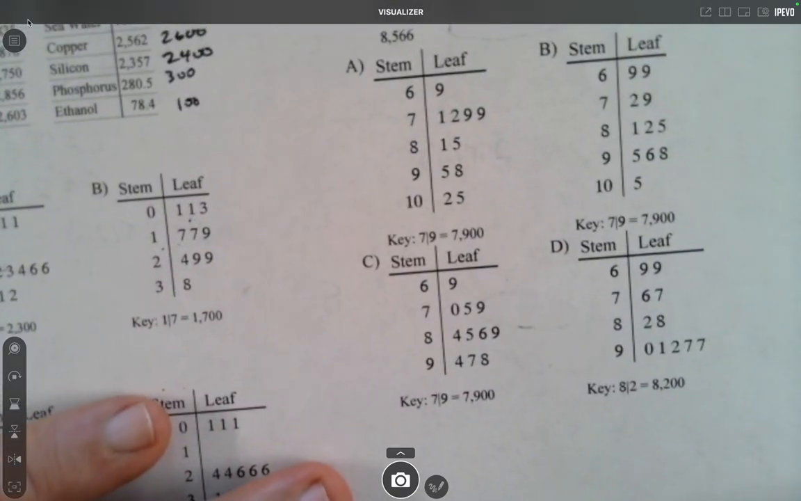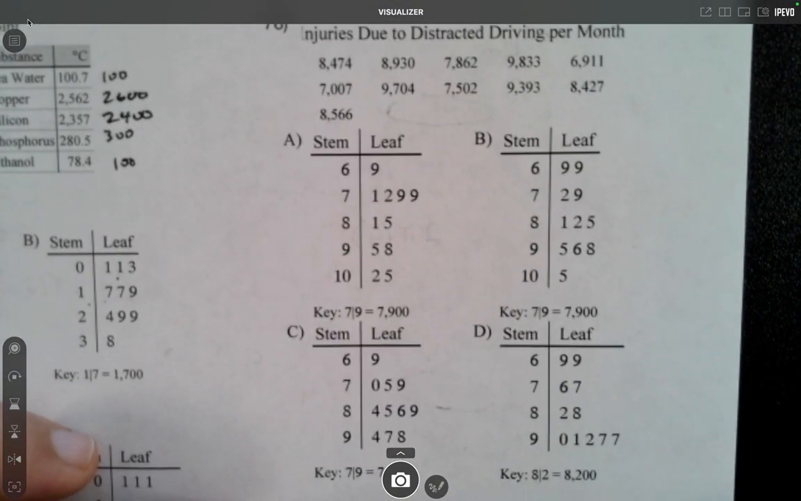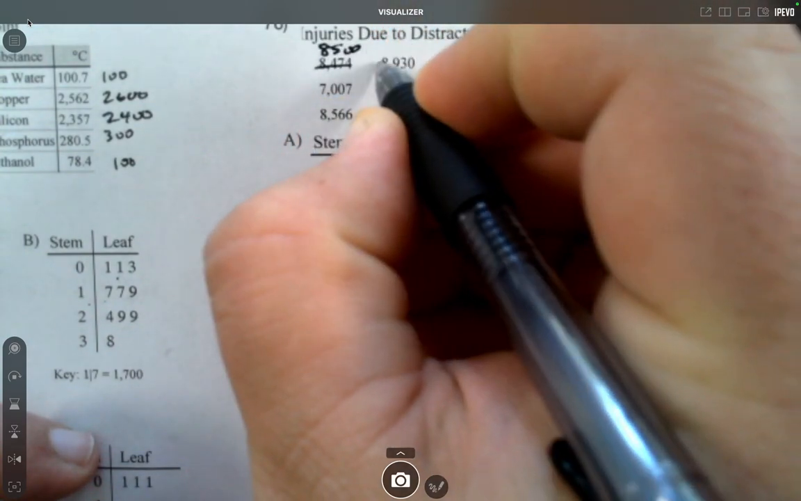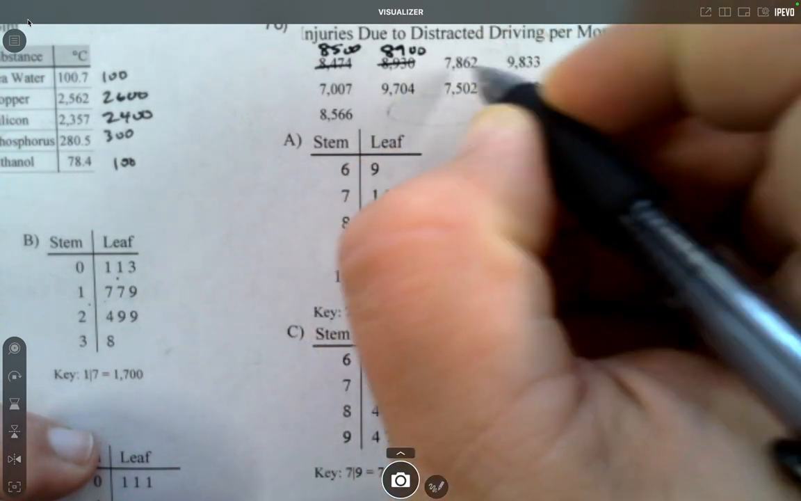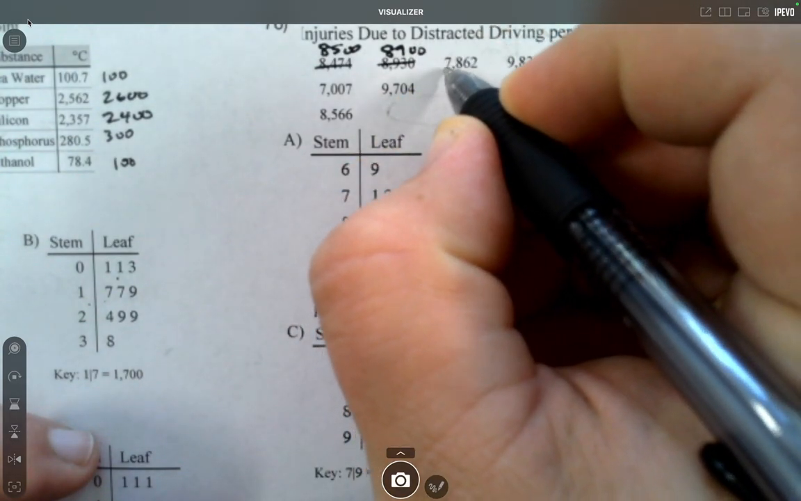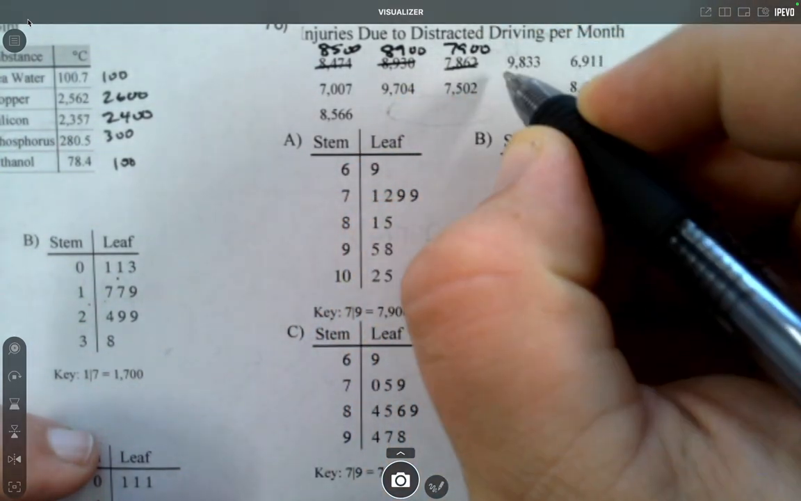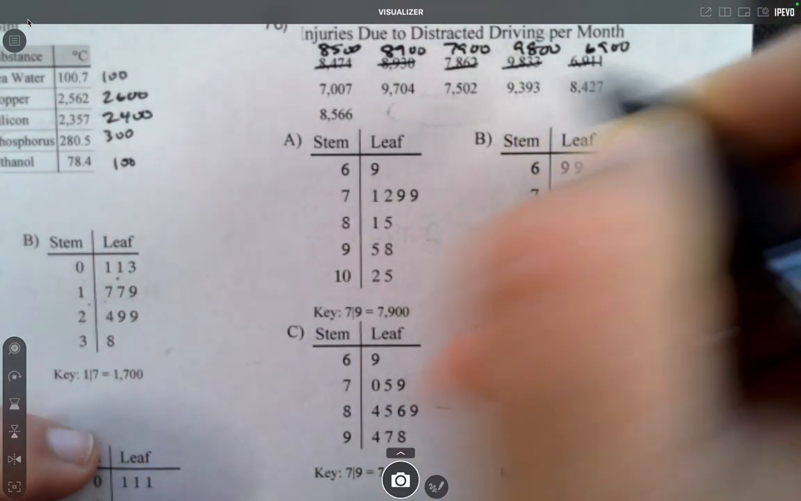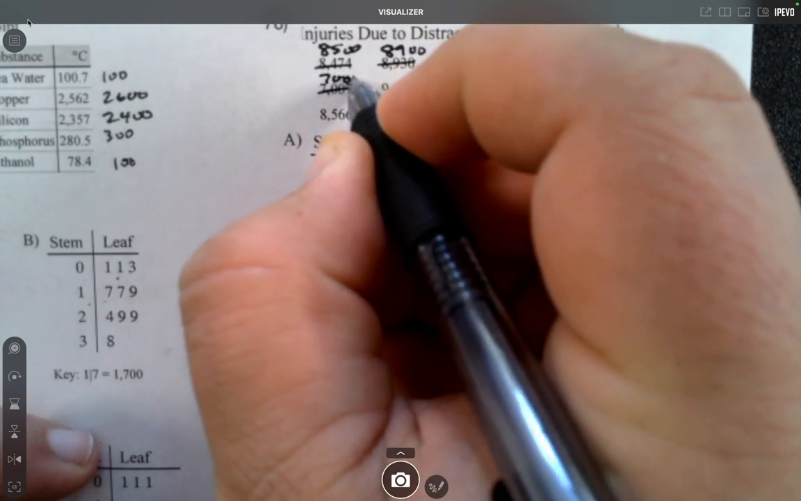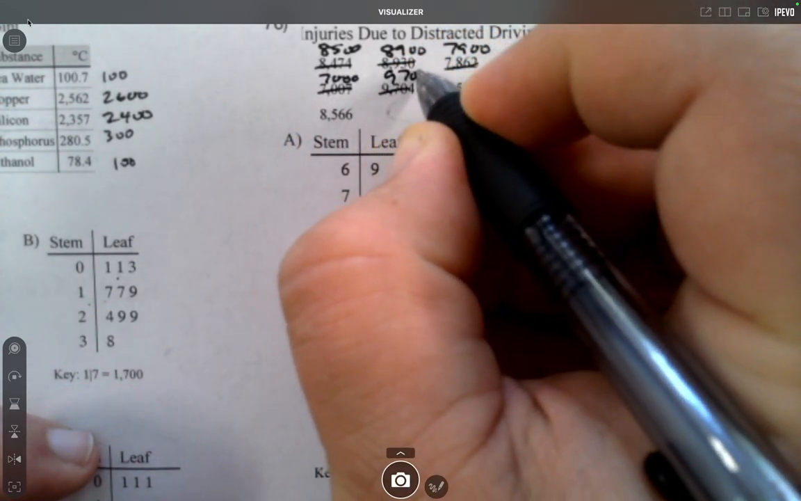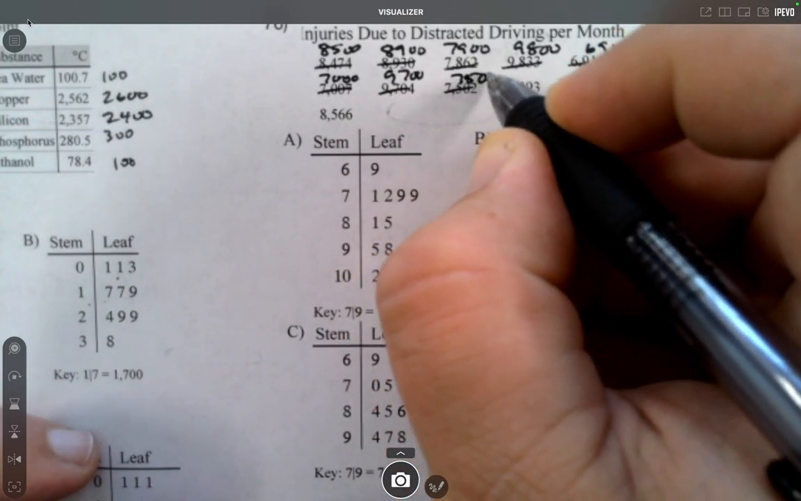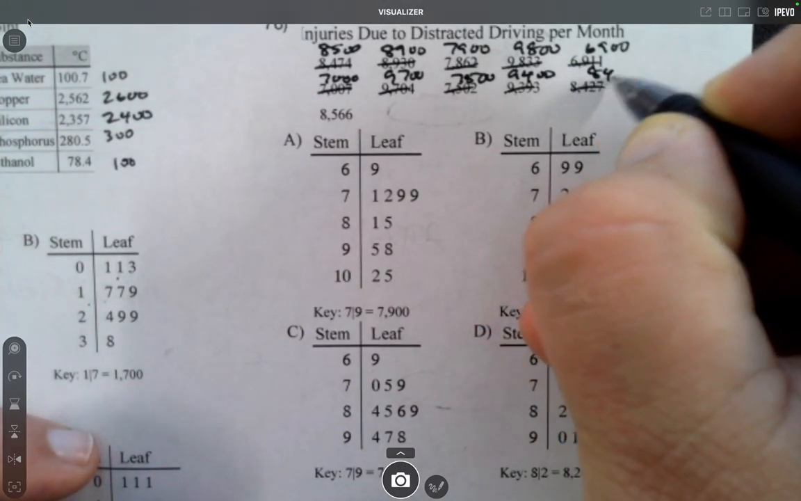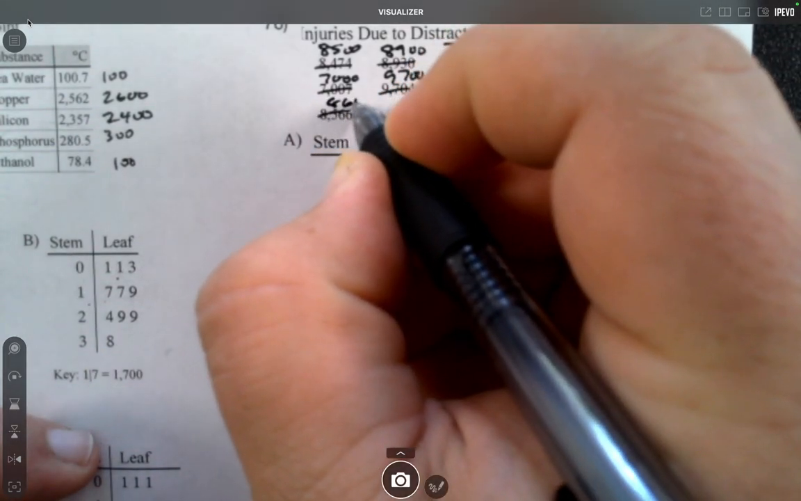Okay, so we'll do something similar here on 76, because they also round them to nearest hundreds. So I'm just going to say this is 8500, 8900, 7900, 9800, 6900, 7000, 9700, 7500, 9400, 8400, and 8600.